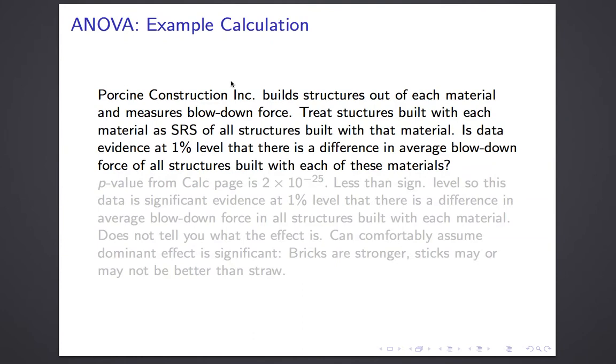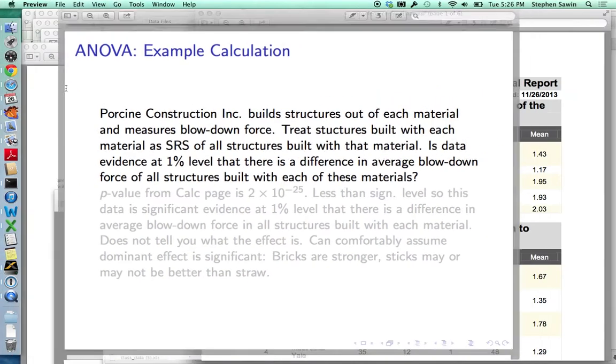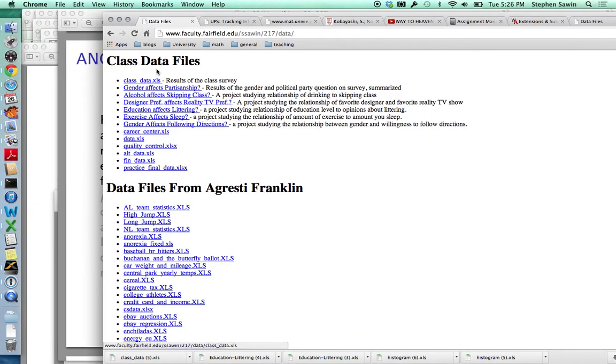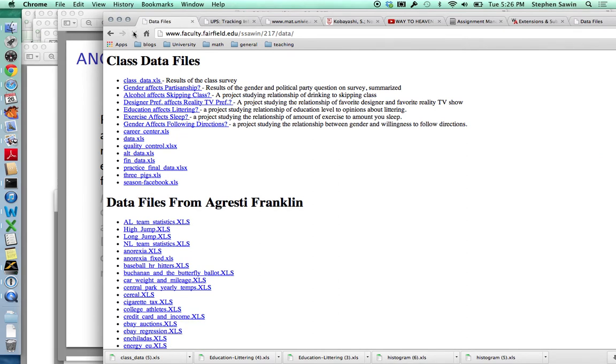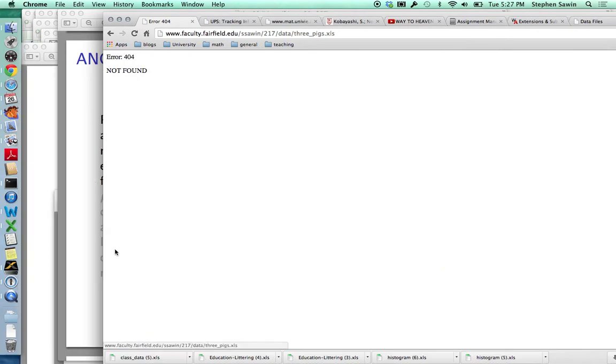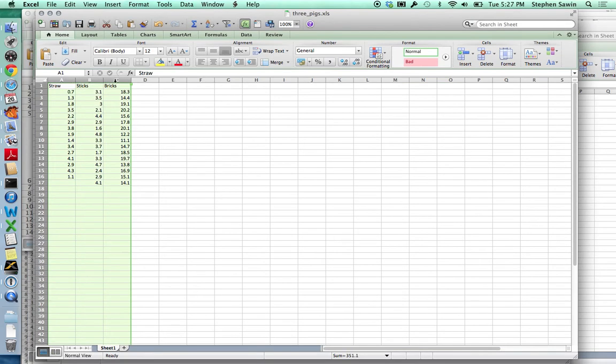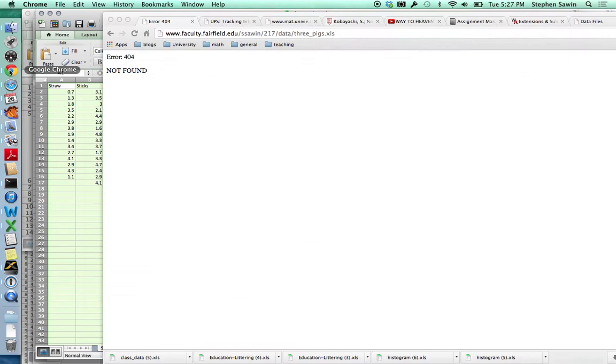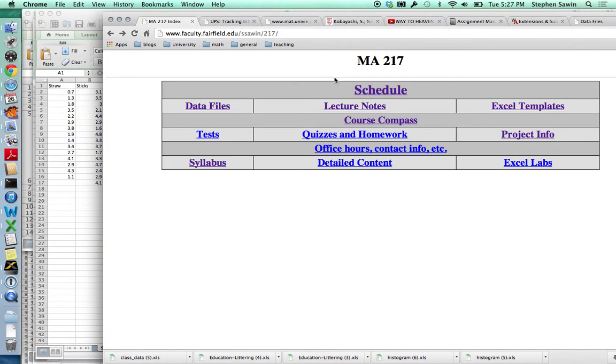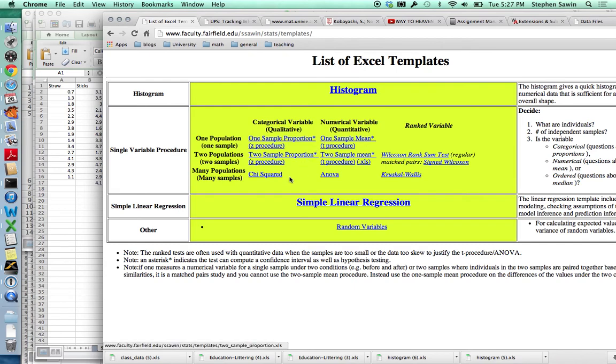Alright, so here's a reminder of what the setup is. So we're going to go and download that data and enter it into the procedure. Let's see how that works. So here is 3pigs.xls. We download it. Whoops. Fortunately, I already downloaded it. Here's 3pigs.xls. We're going to copy that data, and we are going to go back to the web page and go over to Excel templates and click on ANOVA, which is the numerical variable, many populations. So third row, second column.